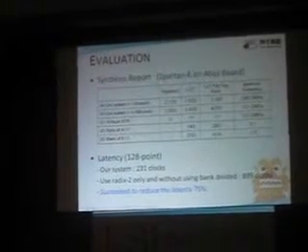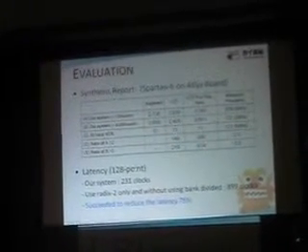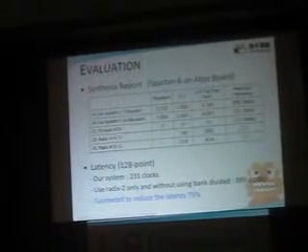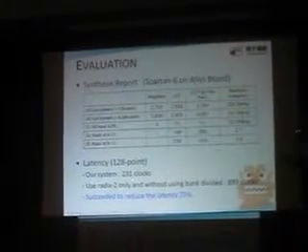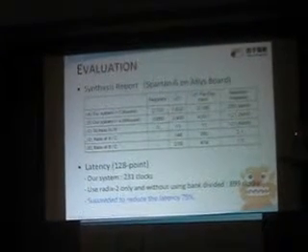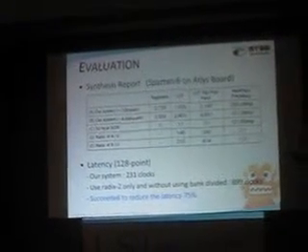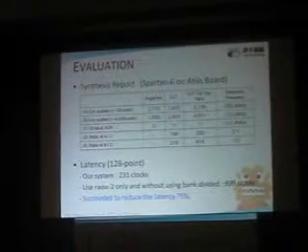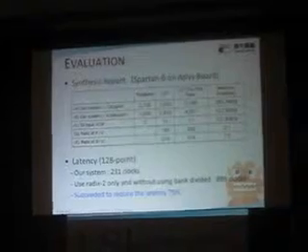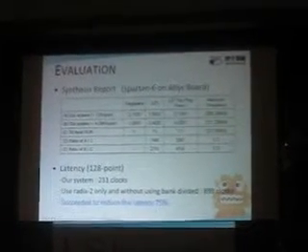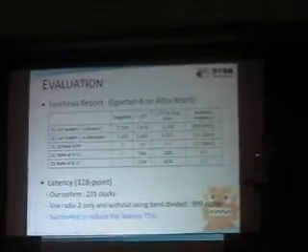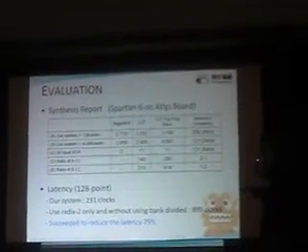Okay, next, I'd like to talk about the latency. If we perform FFT of 128 points, in this case our system takes 231 clocks. However, if we use radix 2 only, not mixed radix, and result using bank dividing, in this case it means 899 clocks. So as a result, we succeeded in reducing the latency by 75%. Yeah, let us move to the next section.